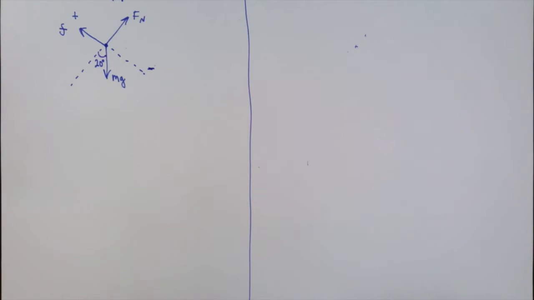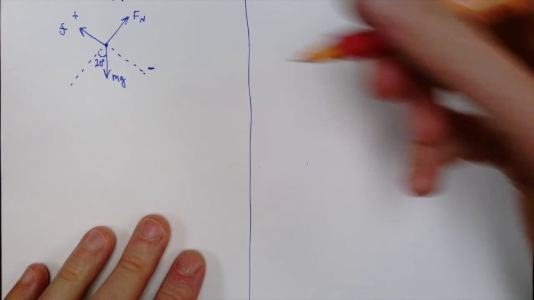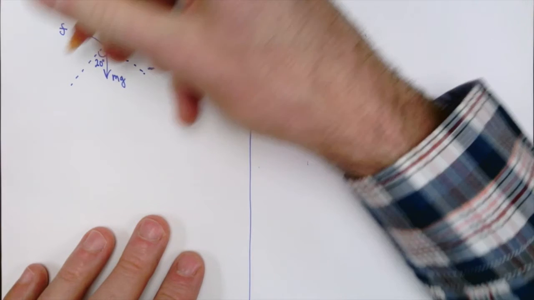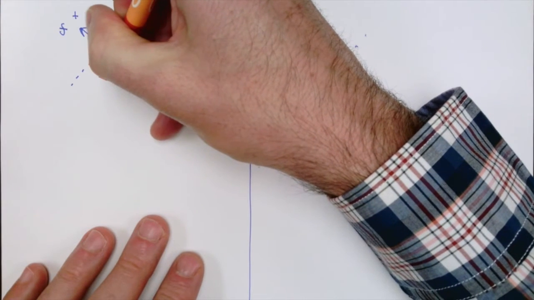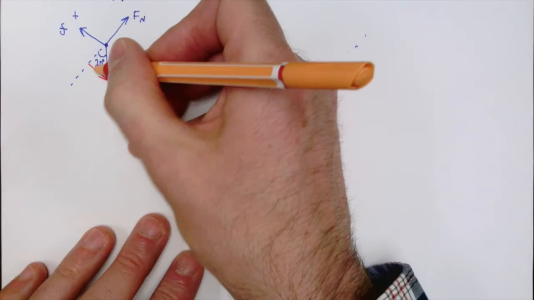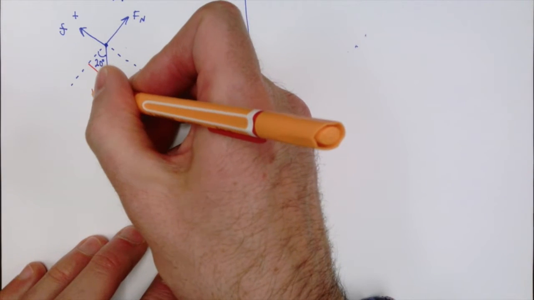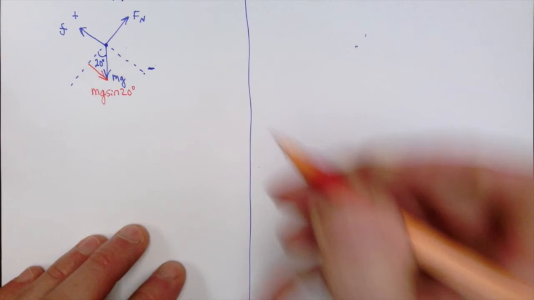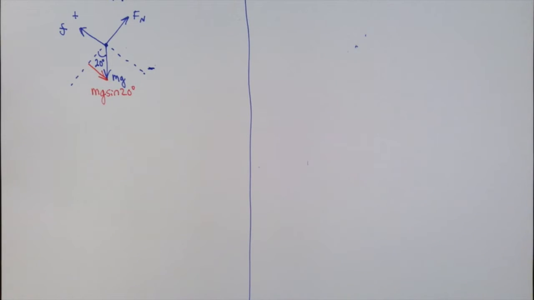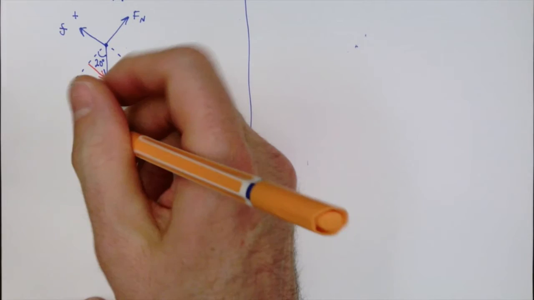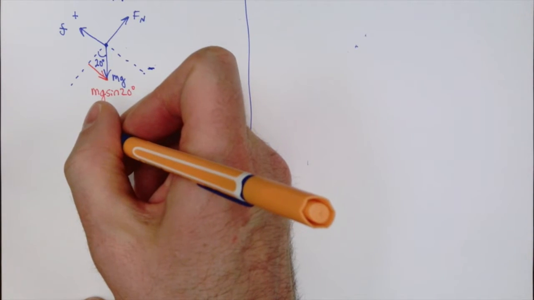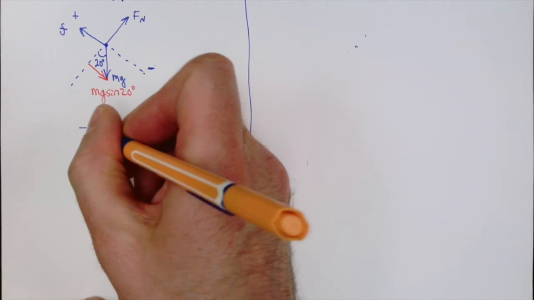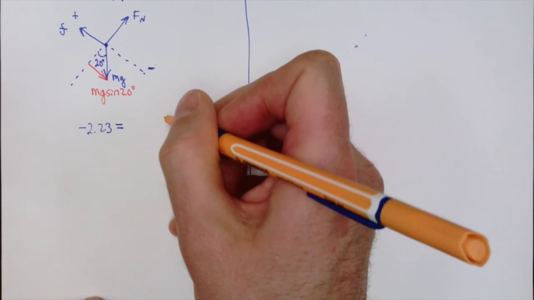So back to our force diagram here. I'm going to have to find the components of the force of gravity. Actually, we're really only interested in the x direction, so maybe I'll just find the x component, and that is opposite the 20-degree angle. So the x component is mg sine, since it's opposite 20. And so now if I put that into our equation, A, which we calculated previously, negative 2.23, equals net force.